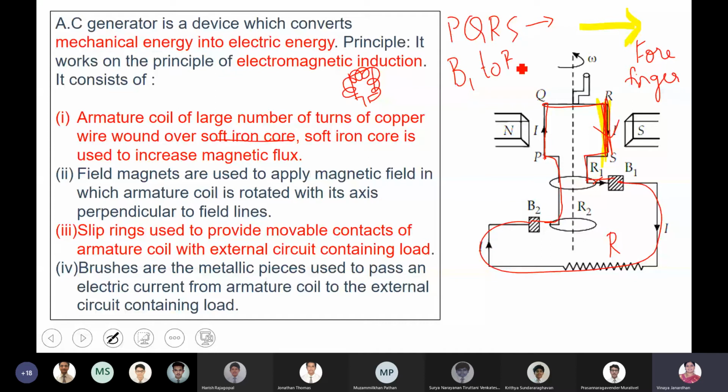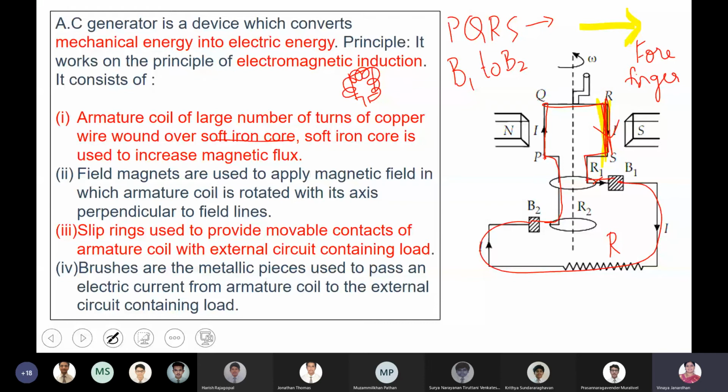I am repeating, boys. Your coil is rotated with a constant angular speed, right? RS is going inward, PQ is moving outward. So because of electromagnetic induction, the current starts flowing in the coil along PQRS. When it reaches point S, it goes to the ring R1. From R1 to brush B1. From B1 to brush B2. From B2 to the ring R2. From R2 to point P. So now the circuit is complete.